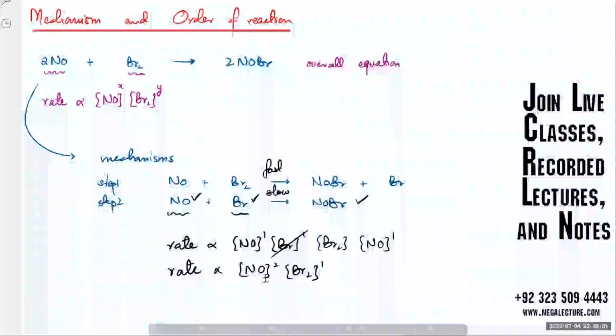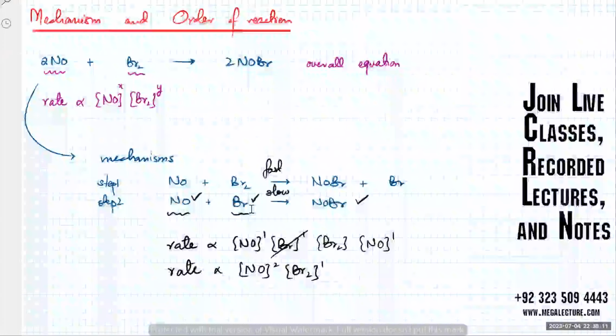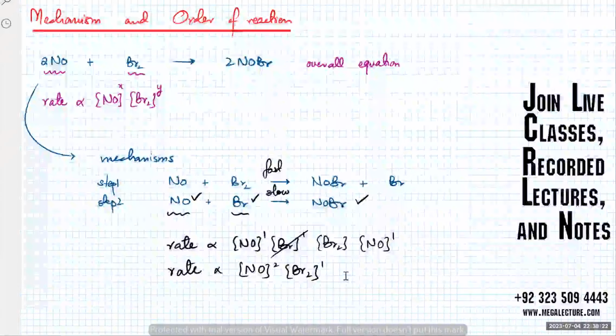And vice versa. If it's Br, it's only order one. It will only affect it once. So if I increase the concentration of Br2, then because of Br2, Br's concentration changes, so the rate will be affected, but it's going to be directly proportional. It's going to be order one. That's how you find out the order if you know the mechanism, right?